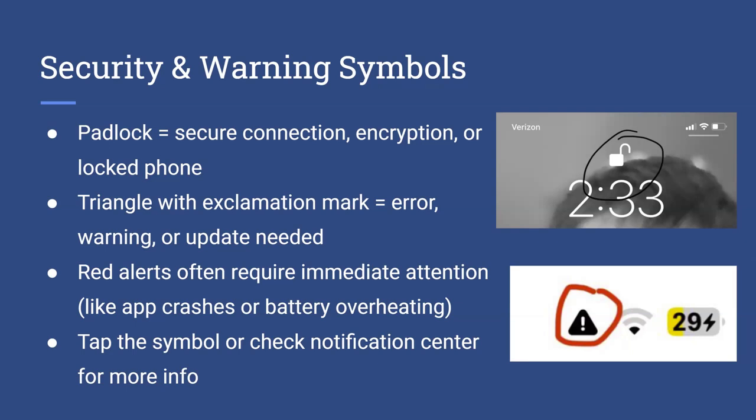You can tap the symbol or check Notification Center for more info. So often, if there's a notification, if there's something important, then you can see that in the Notification Center. So it's not only based on the icon. The icon's just to let you know that something's bad, but you can also just go to your notifications and see it.